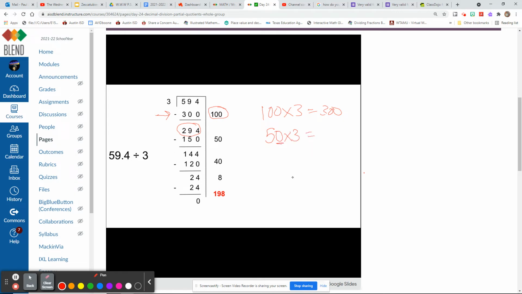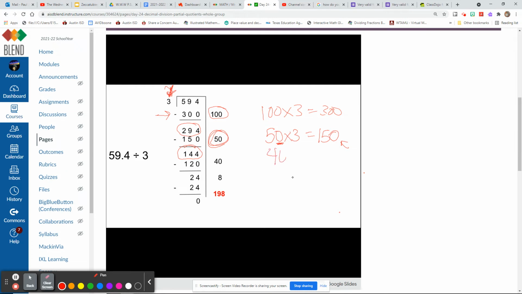Use your zeros trick. Take the 0 out for a second. 5 times 3 is 15. Now put the 0 back. So that was 150. So 50 groups of 3, 50 groups of our divisor, gave us 150. So when we subtracted 150 from 294, that gave us 144. And so we couldn't use 50 groups of 3 again. That would be too large.